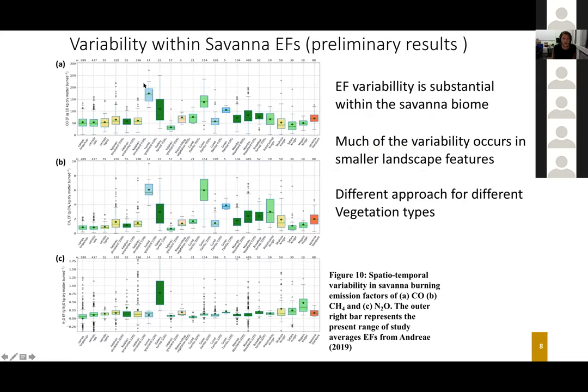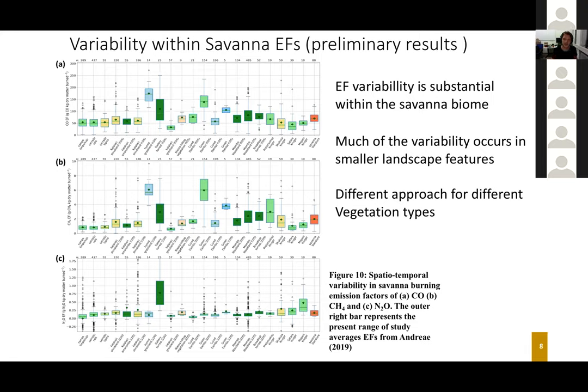So this is still very much a work in progress. But this is pretty much what that looks like. We found a lot of variability within the emission factors for different savanna ecosystems. Here on the top, you see the carbon monoxide. The second graph represents the methane emission factors. And the bottom graph represents the nitrous oxide emission factors. And you see that carbon monoxide and methane are very well correlated. For nitrous oxide, we know a lot less.